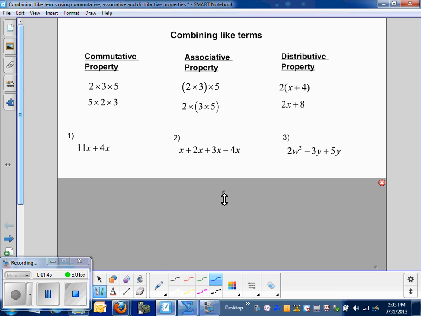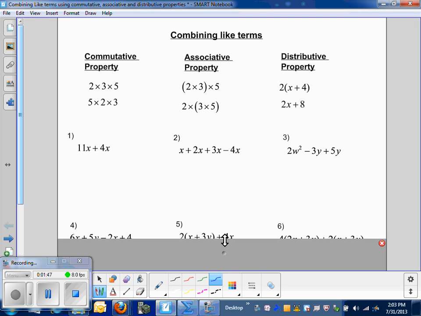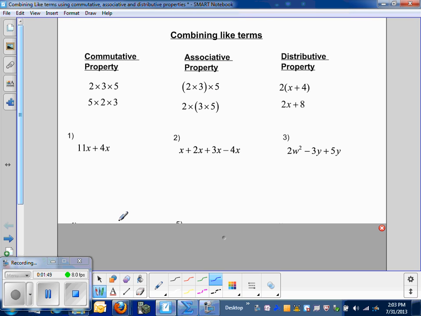So let's combine like terms. First example, we have 11x plus 4x. We have 2 terms. They both have the variable x, so we can combine them. 11x plus 4x is 15x.